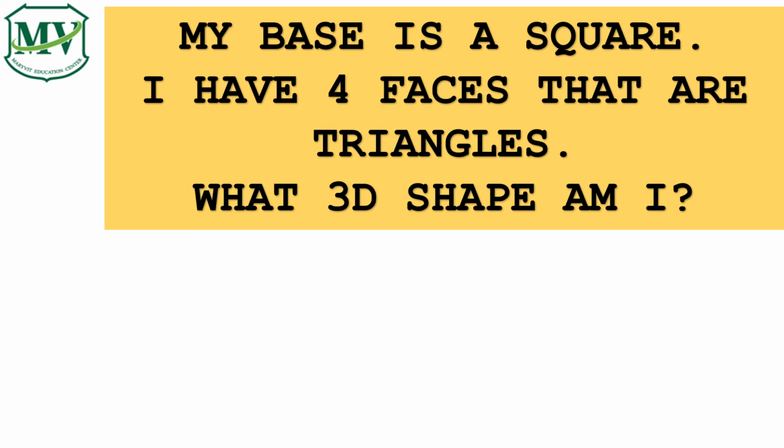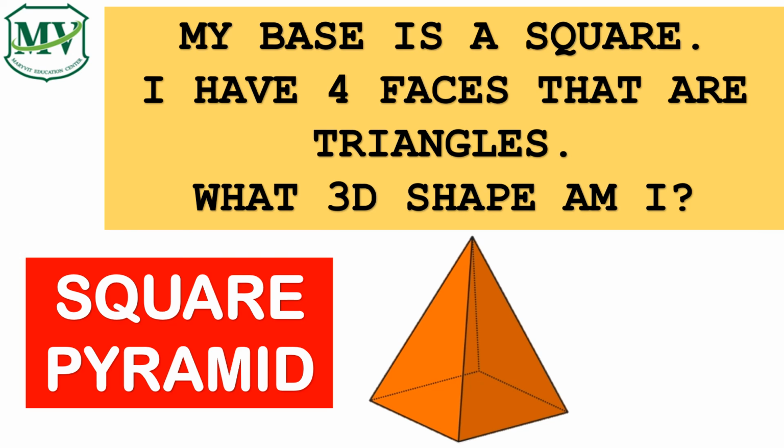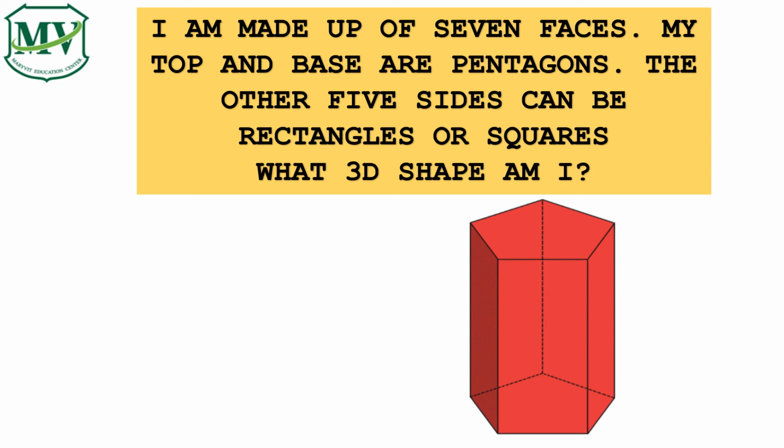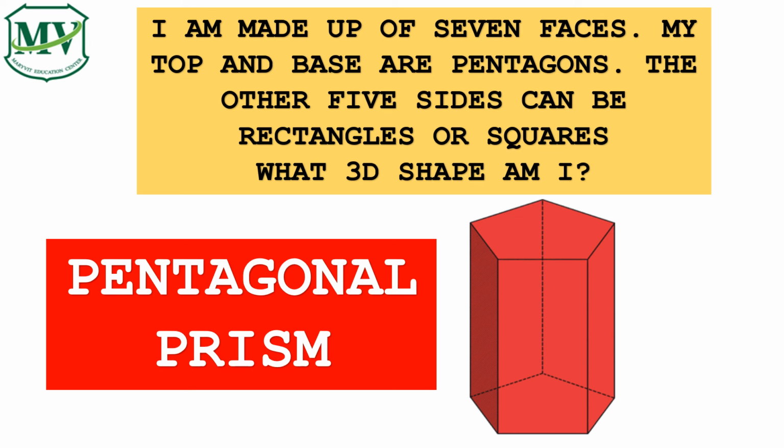Let's answer. My base is a square. I have 4 faces that are triangles. What 3D shape am I? Good job! It is a square pyramid. Let's answer. I am made up of 7 faces. My top and base are pentagons. The other 5 sides can be rectangles or squares. What 3D shape am I? Good job! It is a pentagonal prism.